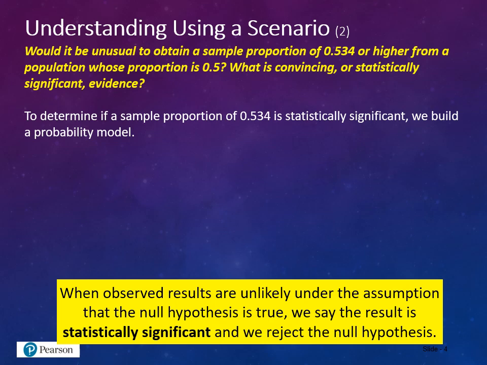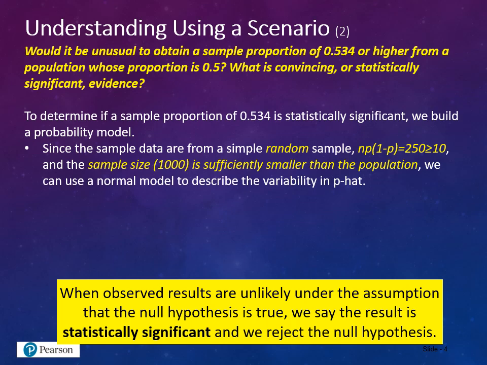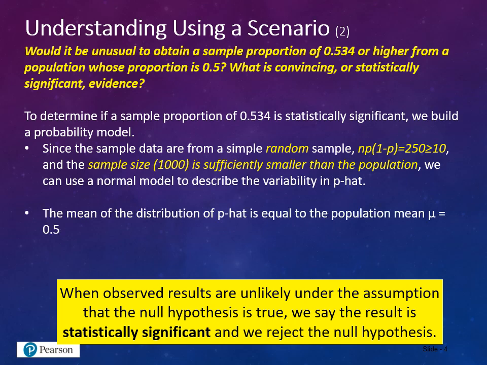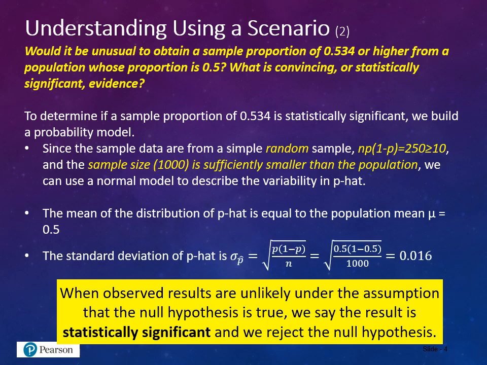an indicator that we have enough statistical information to overrule the null hypothesis and rule in favor of the alternative hypothesis. Since the sample data is from a simple random sample, our calculation of np(1 − p) is greater than or equal to 10, and the sample size is sufficiently smaller than the population, we can use a normal model to describe the variability in p̂. The mean of the distribution of p̂, μ sub p̂, equals 0.5. That's from our null hypothesis.